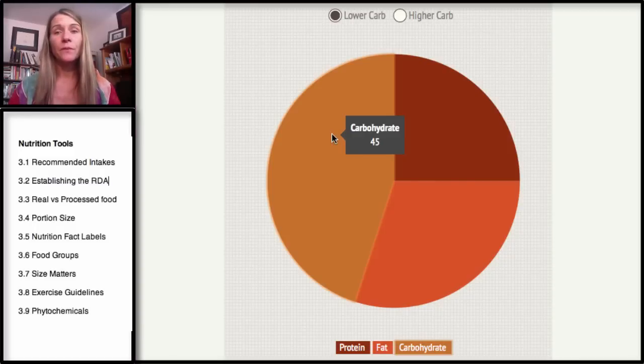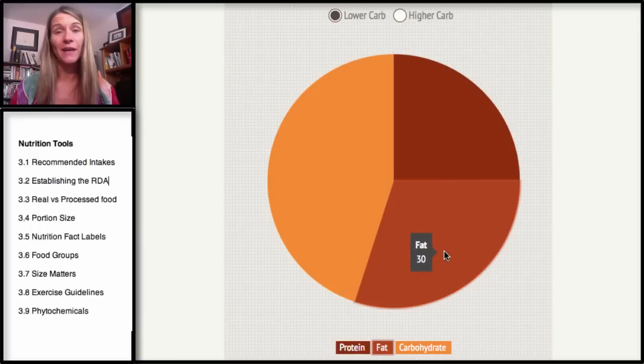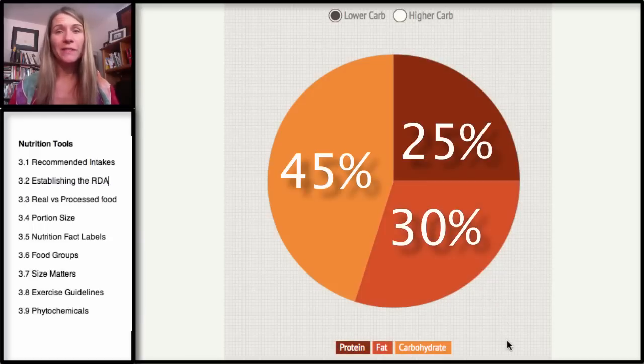So what does this look like? If you were going to have a diet that was 45% carbohydrate, so that's on the lower end of our range, remember, that's 45 to 65%, with fat at about 30% and protein 25%, this is what the diet would end up looking like. Remember, these are always going to add up to 100. You can't have more than 100, or it'll be just slightly over or slightly below.